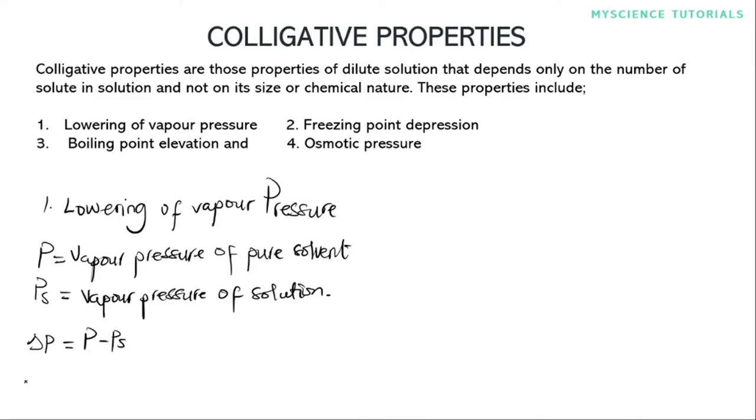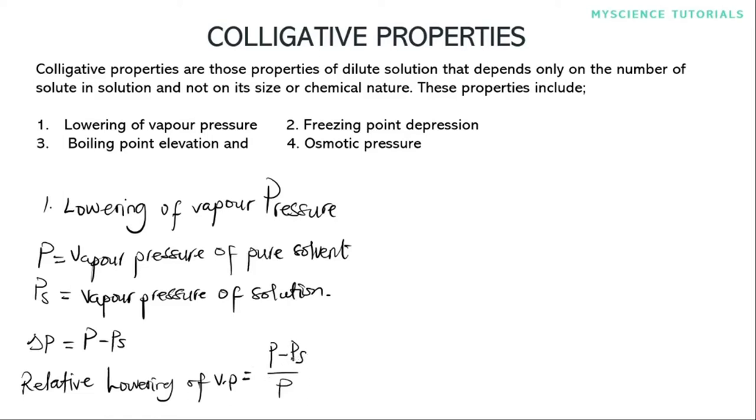Now we can also calculate the relative lowering of vapor pressure. If we want to find the relative lowering, we just divide the vapor pressure lowering by the vapor pressure of the pure solvent, so it becomes P minus Ps over P as the relative lowering of vapor pressure.